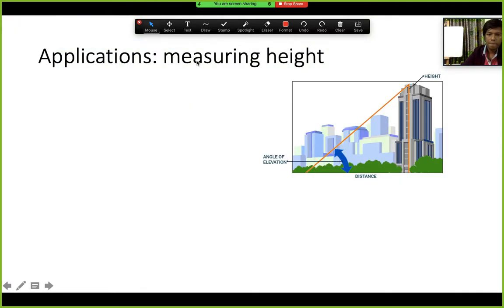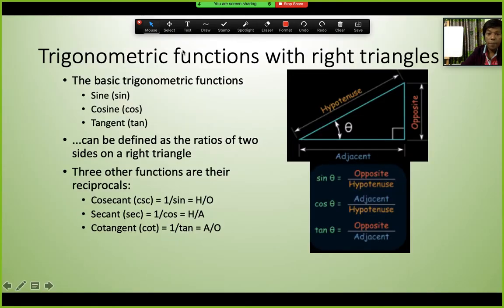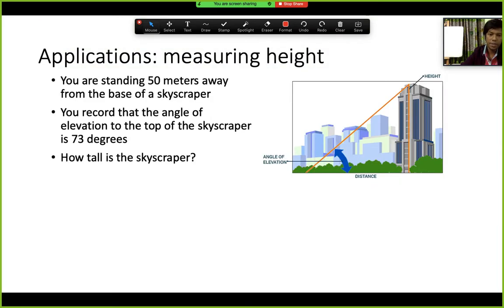Okay. So see one application of these things. Suppose now we are studying this. What is the application? Where can we apply it? One application is here. If you look at this very high building, suppose without climbing this tall building, can you tell the height of this building if you have some other information? Let's say you have the distance from here to here. You are standing at this place.